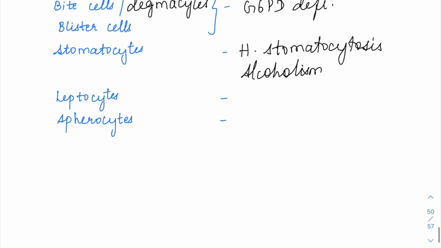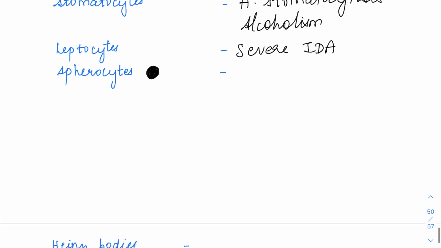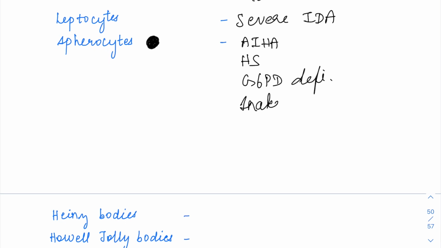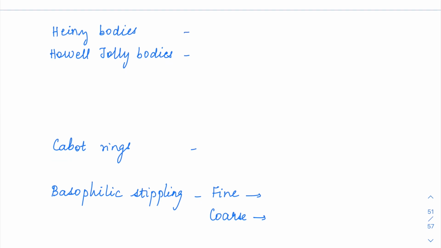So leptocytes are the RBCs with a thin membrane of cytoplasm only. So it is quite hypochromic. So it is going to be seen in severe IDA. Then spherocytes, having no central pallor. It is just having the entire thing pink colored. So this is going to be more commonly seen in AIHA, then hereditary spherocytosis, G6PD deficiency, and also snake venom, burns. So Heinz bodies. So Heinz bodies was the denatured hemoglobin which we saw in G6PD deficiency.